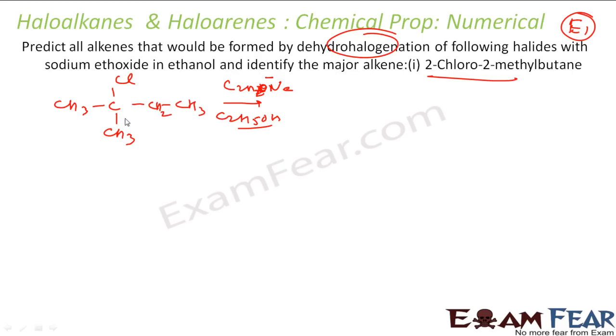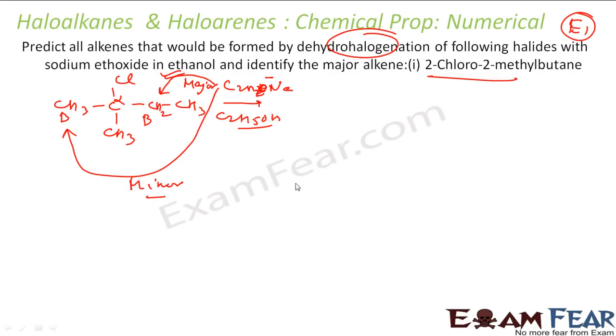Correct? Now what will happen is this is my alpha carbon and there are 2 beta carbons here. Now this ethoxide can attack this beta carbon or it can attack this beta carbon. What will it do? Based on the rule we have studied, the base will attack the carbon with lower number of hydrogens. Correct? So it will give a more stable product. So it will attack this. This will be my major one, and this will be my minor.